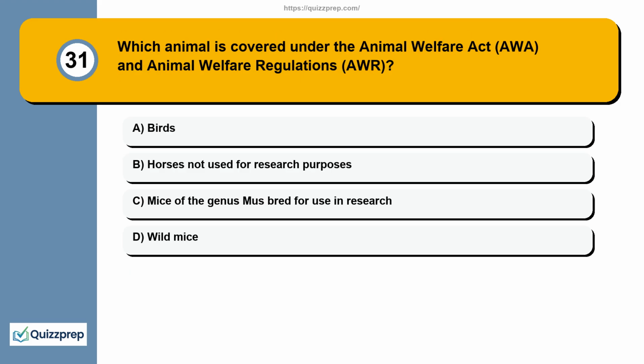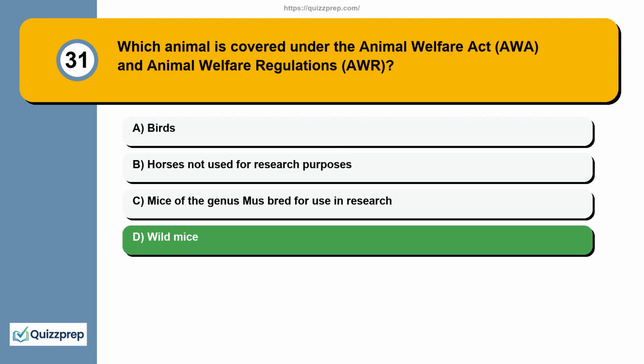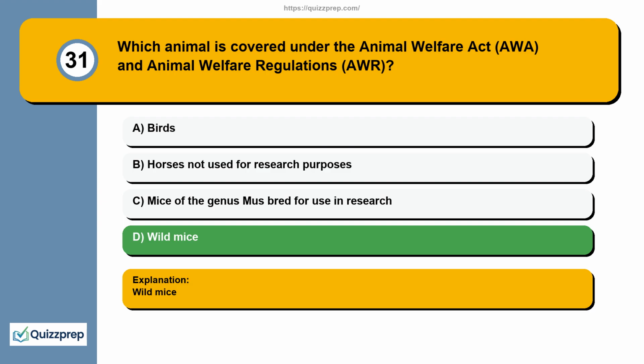Question 31. Which animal is covered under the Animal Welfare Act, AWA, and Animal Welfare Regulations, AWR? Option A. Birds. Option B. Horses not used for research purposes. Option C. Mice of the genus Mus bred for use in research. Option D. Wild mice. The correct answer is option D. Wild mice.